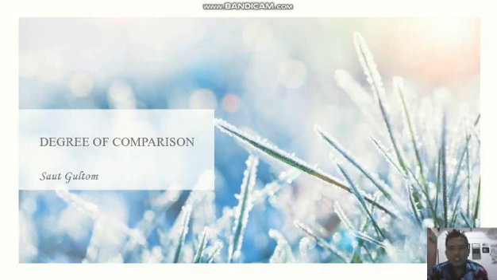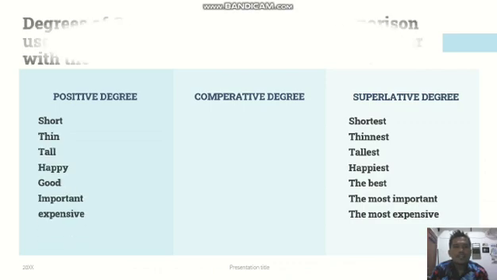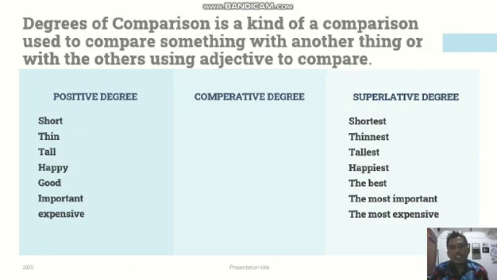Okay, today we are going to be talking about degrees of comparison. Degree of comparison is a kind of comparison used to compare something with another thing or with others using adjectives. So please mind out, here we only use adjectives to compare. We don't use verbs, we don't use nouns.